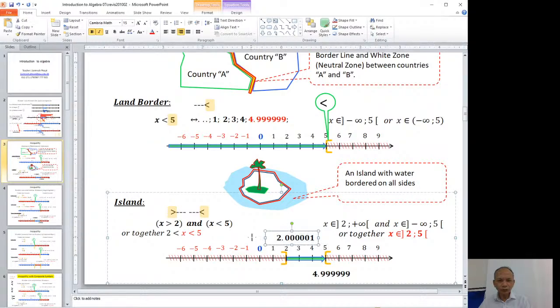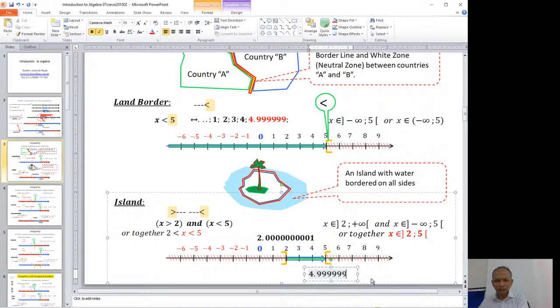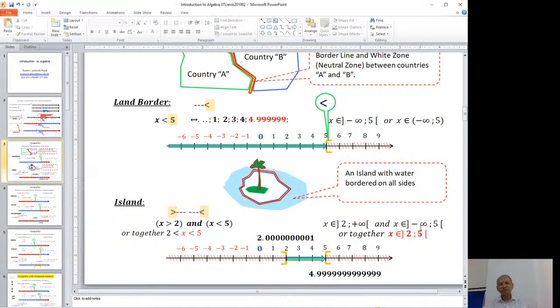You can write more here: 2.0001, and then 2.999, and 4.99999, but not 5. See, what does it mean here? What does it illustrate here?